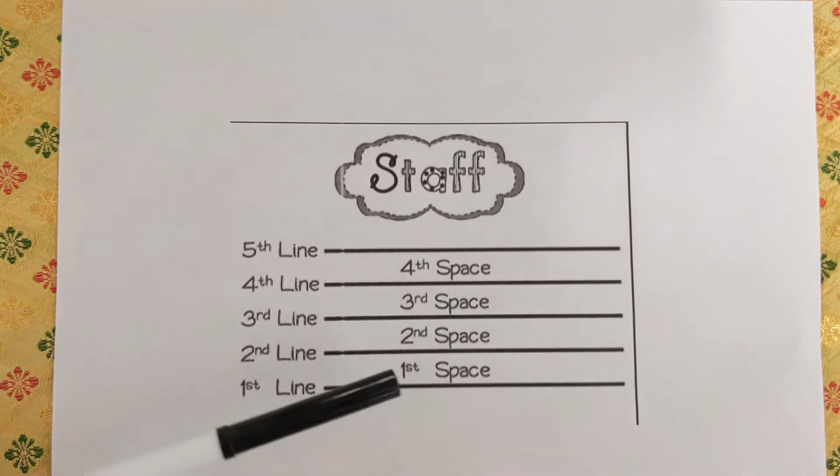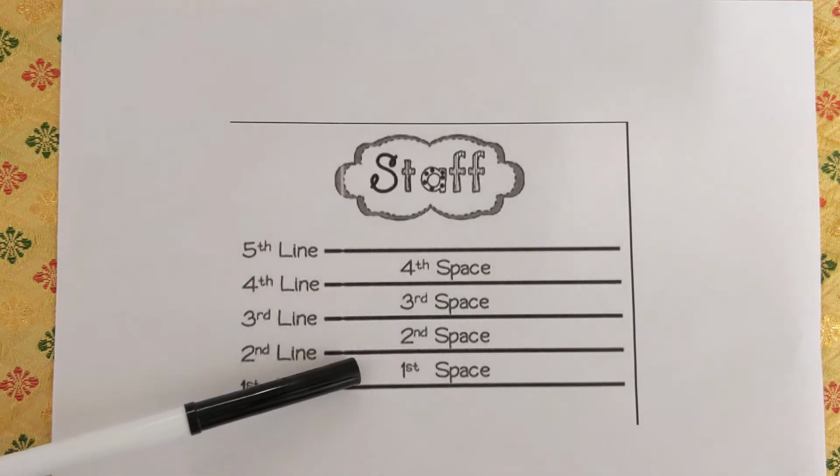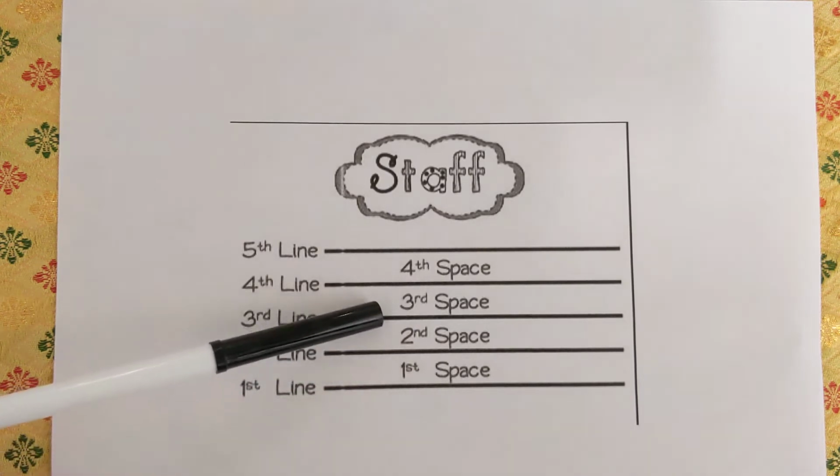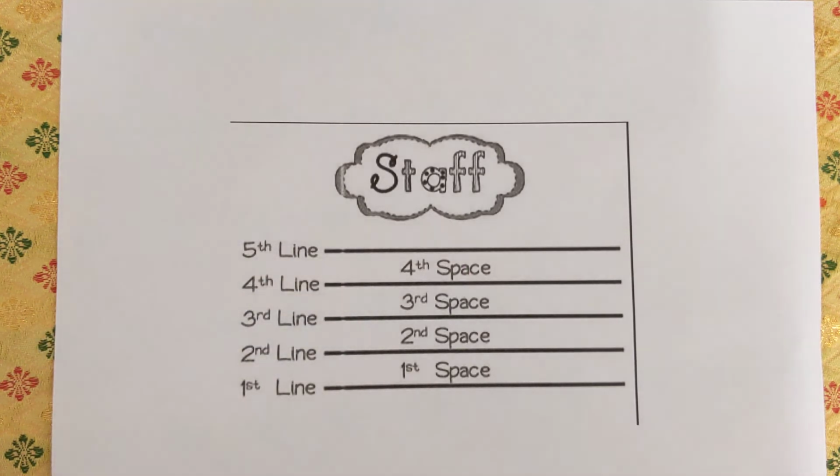But then also you have to look between the lines, and between the lines we call the space. So this is the first space, the second space, the third space, the fourth space. So that is how you have to look at a staff.